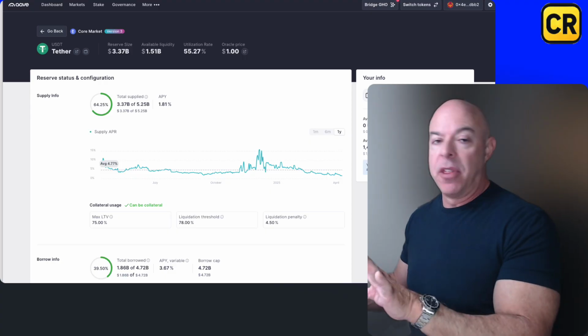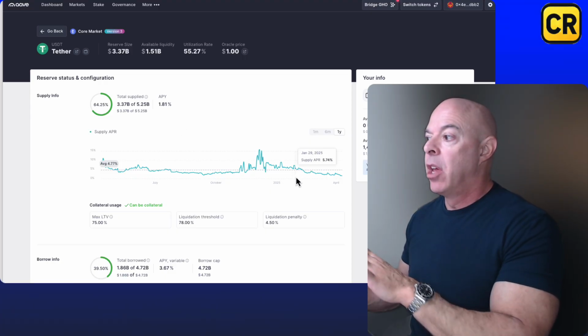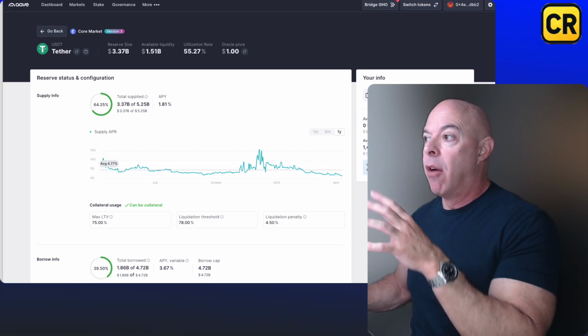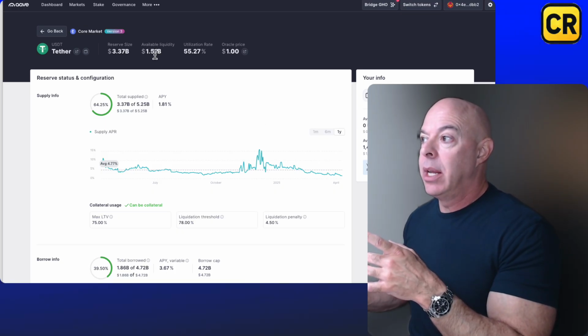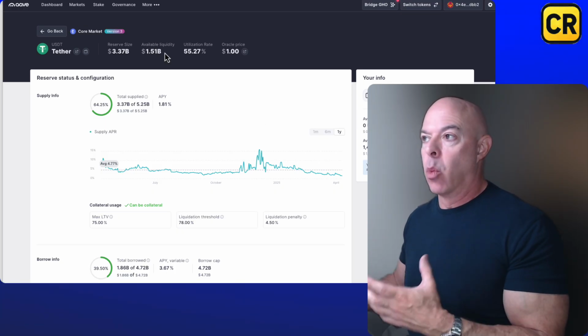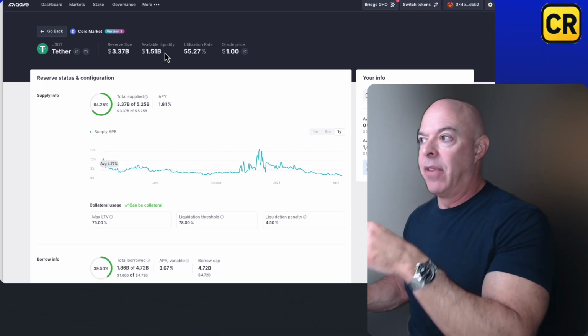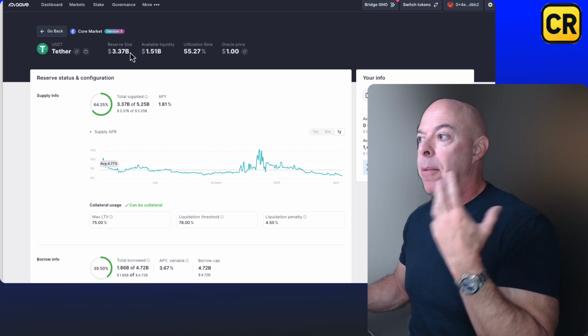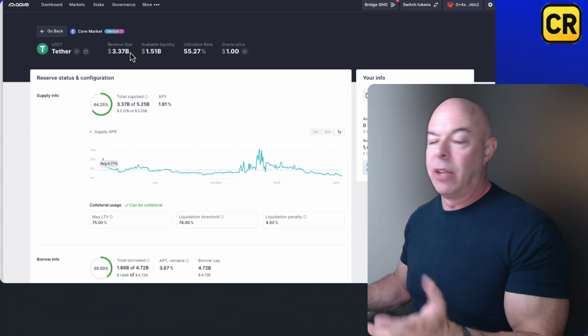Now, that was Ethereum. That's on the Aave network. These rates don't fluctuate all that bad because they have a significant amount of money. Look, the available liquidity is 1.5 billion worth of tether into Aave that can be taken. The reserve size at the moment, 3.3 billion. That's unbelievable. That's a huge amount.